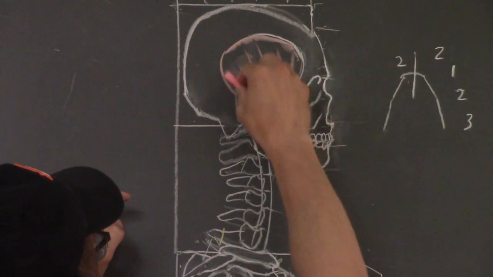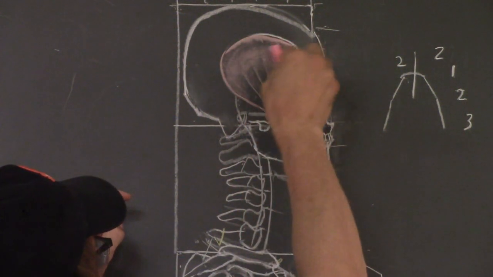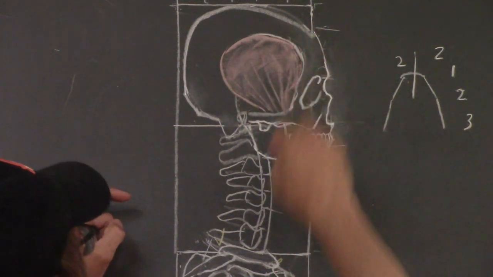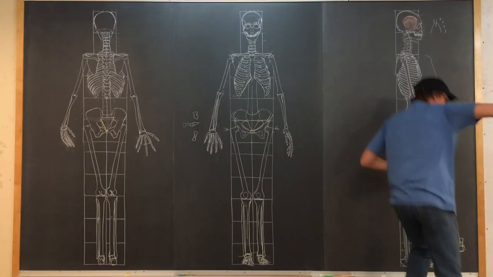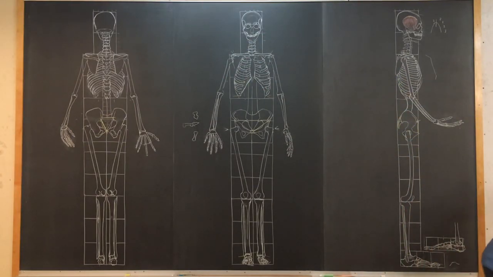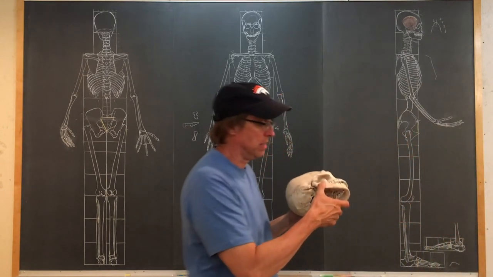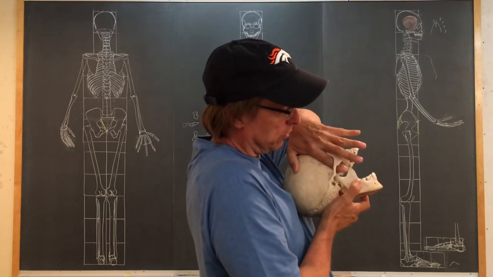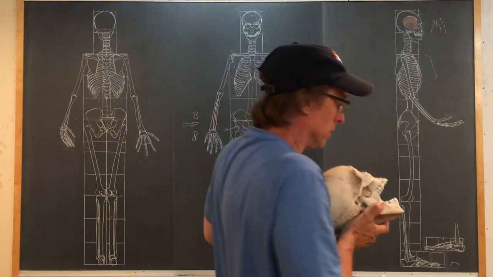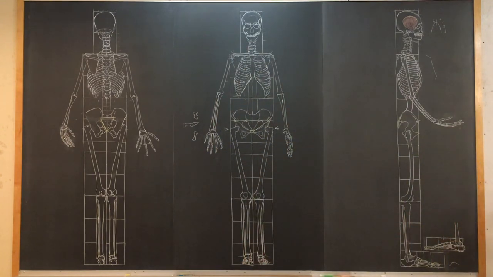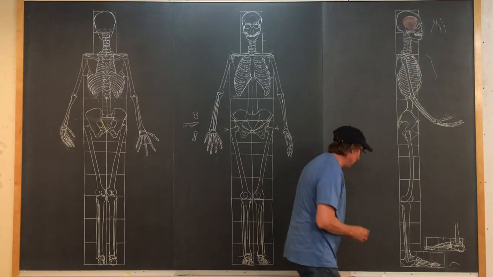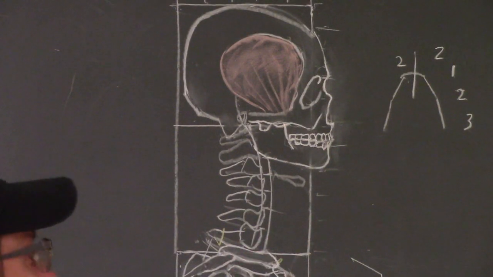Okay. And then the whole muscle is attaching right here on the top, coming through the zygomatic arch and on that coronoid process there. That's the temporalis. The other important muscle here for chewing is called the masseter.